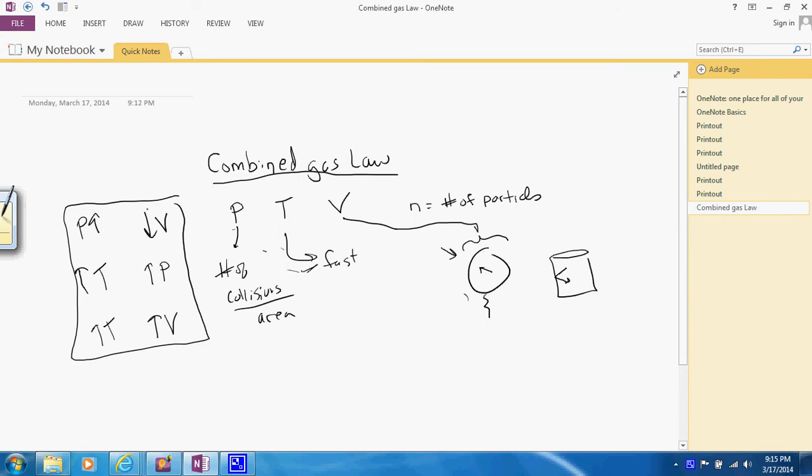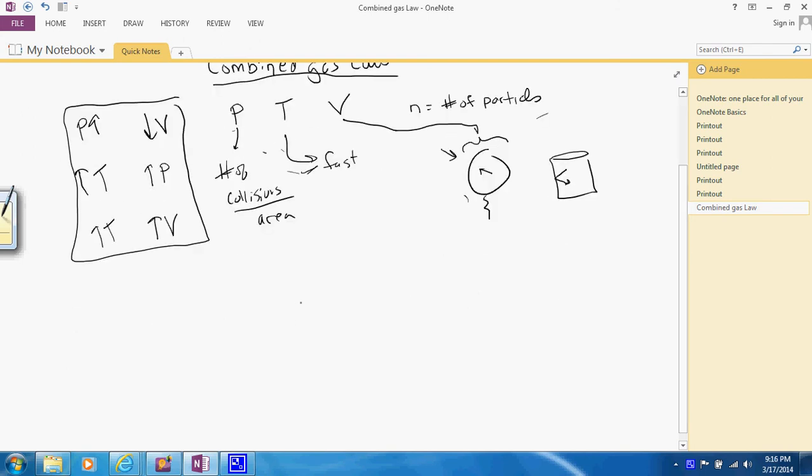But either way, as far as the mathematics are concerned, it's quite simple. We have P1V1 over T1 equals P2V2 over T2. We have 6 variables here. A few things you might want to note. Temperature has to be in Kelvin, which is Celsius plus 273 equals Kelvin. Other than that, make sure your units are consistent.